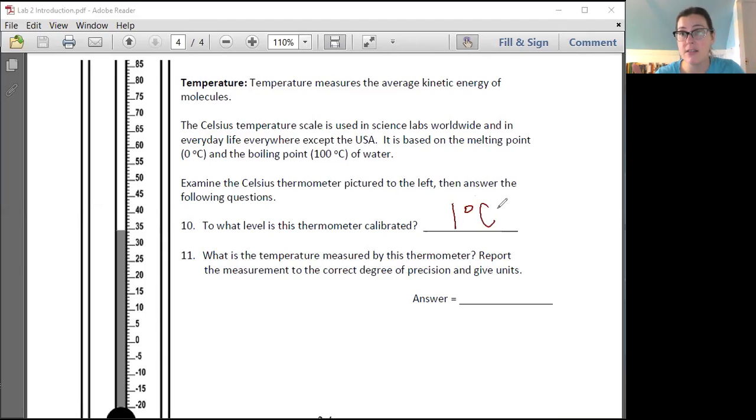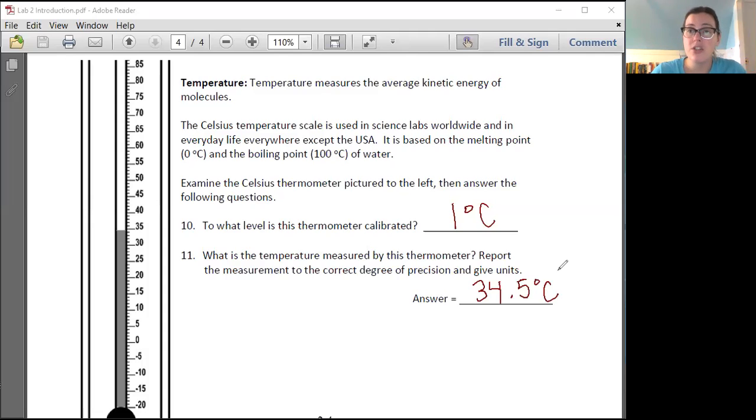That means we can estimate 1 digit beyond that. So we can estimate to 1 place beyond the decimal. So to me, it looks like it's between the 34 and the 35, which means we know for certain the 34. We're going to add 1 more digit, which is our uncertain digit, and that's going to be our estimated one. I think it looks like it's about halfway between, so 34.5. And then our unit is going to be a degree symbol and then a capital C for Celsius.